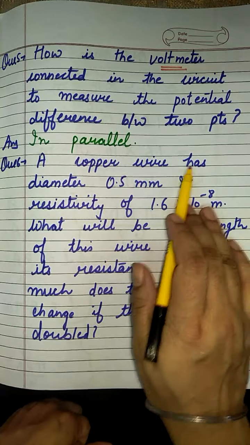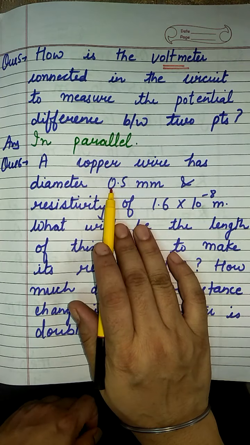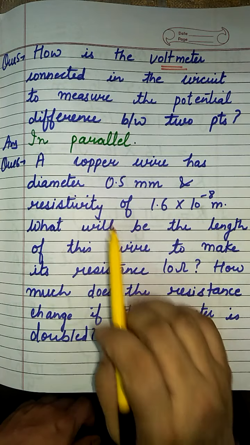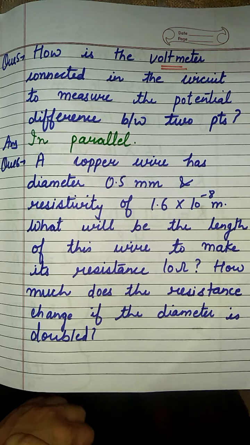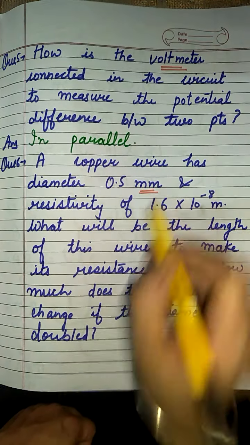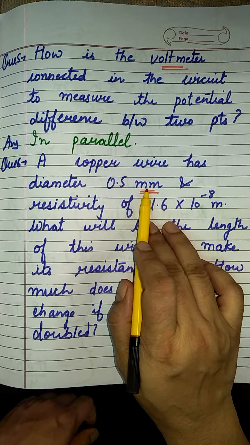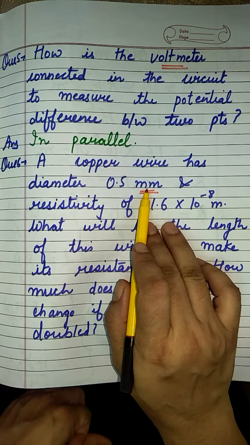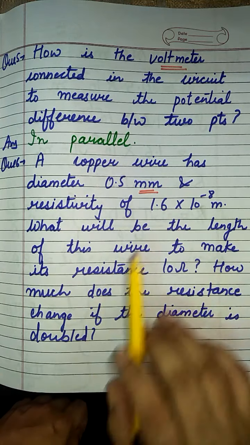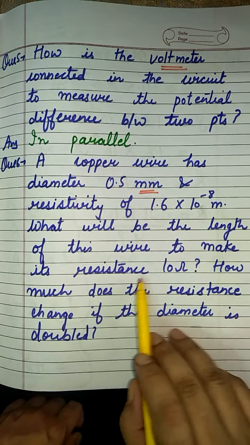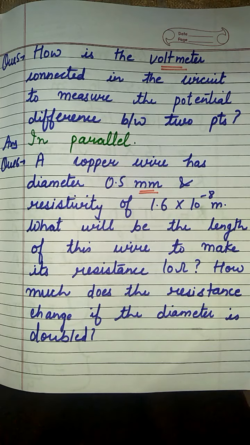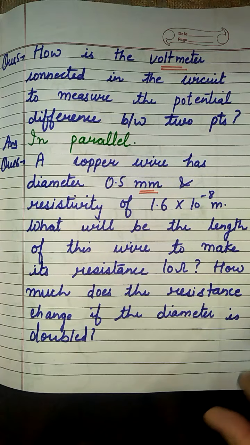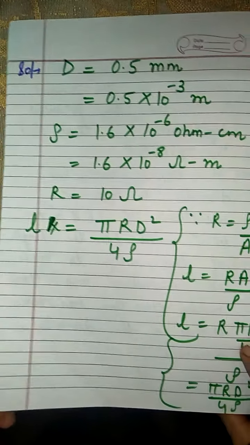See, a copper wire has diameter given as 0.5 millimeter. Resistivity rho is given 1.6 into 10 raised to power 8 meter. Fine. Here millimeter is there. We want to convert in meter. What will we be doing? Multiplying it with 10 raised to power minus 3. Now length we have to find out if resistance is 10 ohm. And also we have to tell how resistance will change if diameter is going to be doubled.